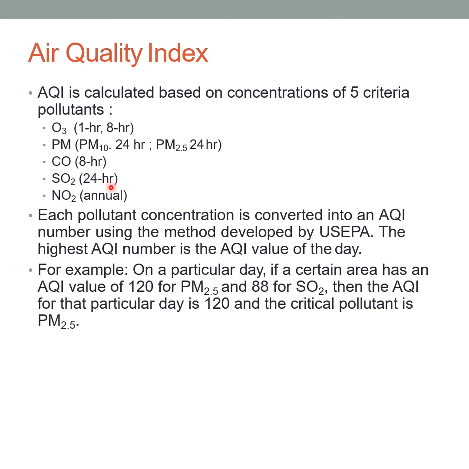Each of these pollutant concentrations is converted into an AQI number using the method developed by US EPA. The highest AQI number is the AQI value of the day. For example, on a particular day, if a certain area has an AQI value of 120 for PM2.5 and 88 for sulfur dioxide, then the air quality index for that particular day will be the highest one, that means 120, and the critical pollutant is particulate matter 2.5.